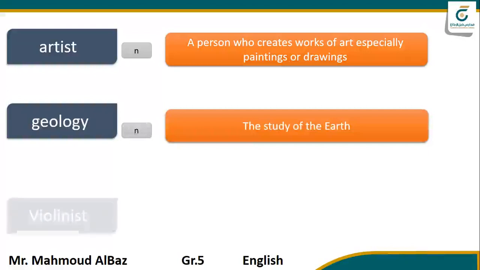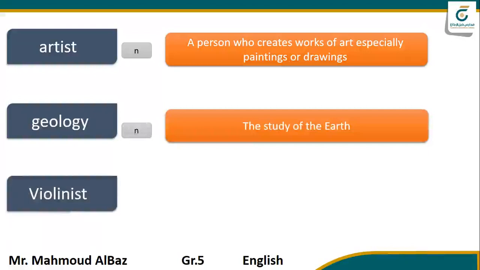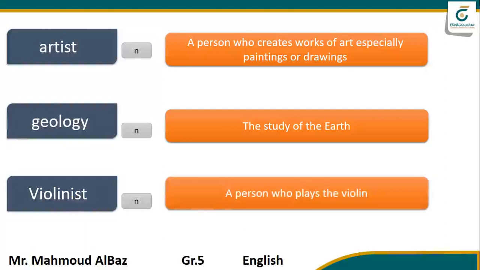And next word, the word violinist. The word violinist. Violinist. After me, violinist. Again, the root word is violin, and the Greek root is ist. Violinist. Again, it's a noun and it means a person who plays the violin.